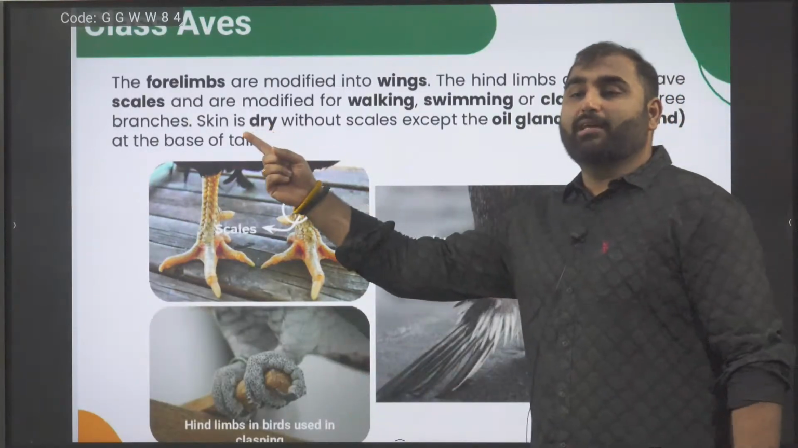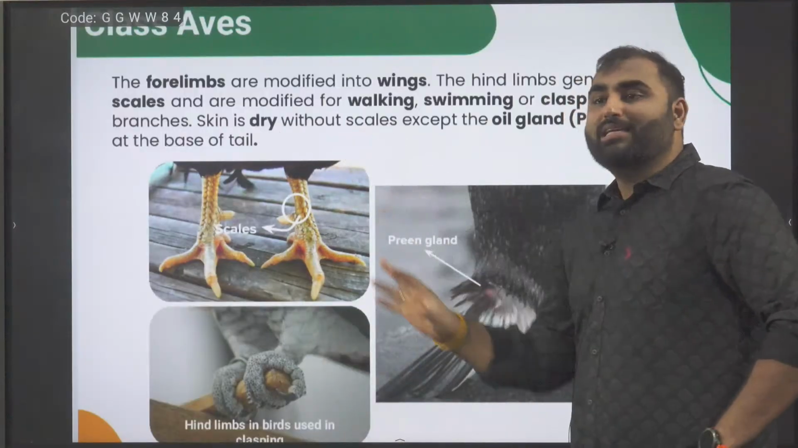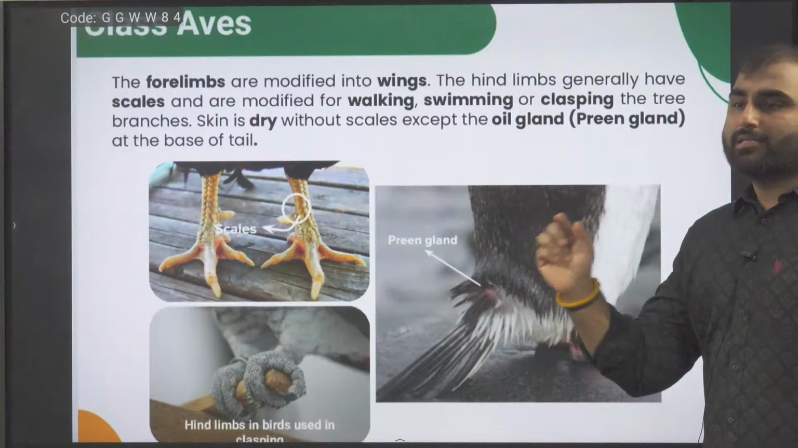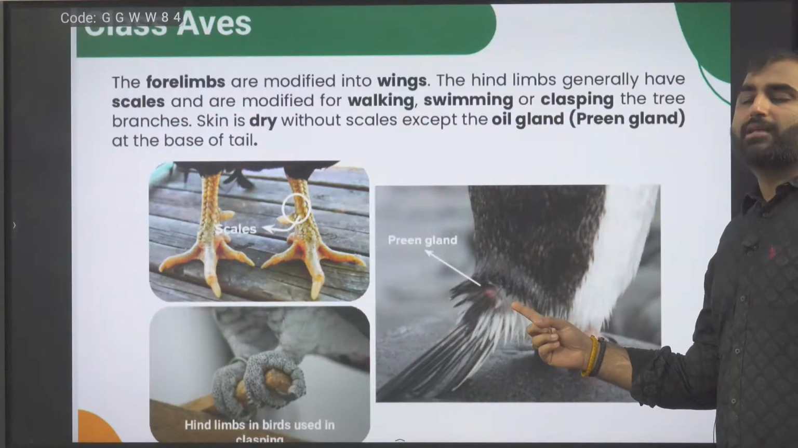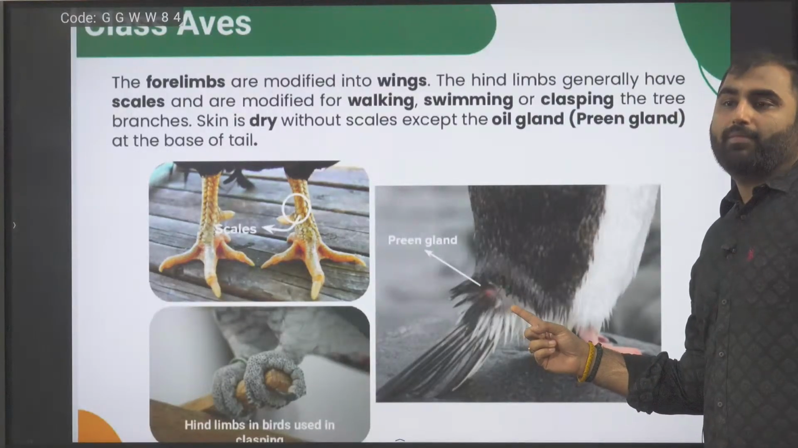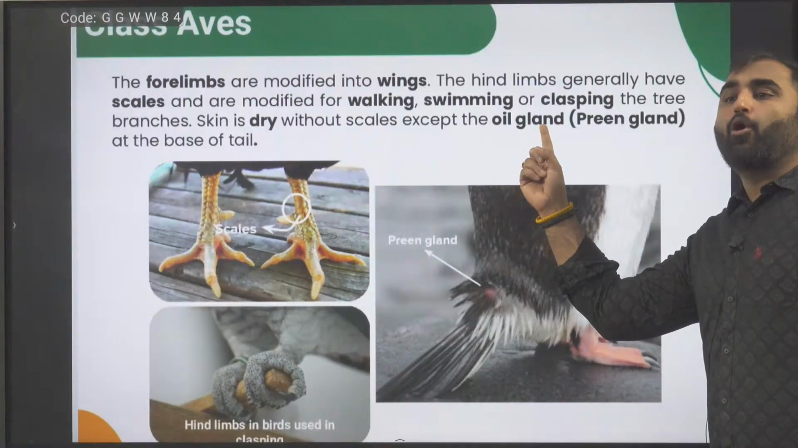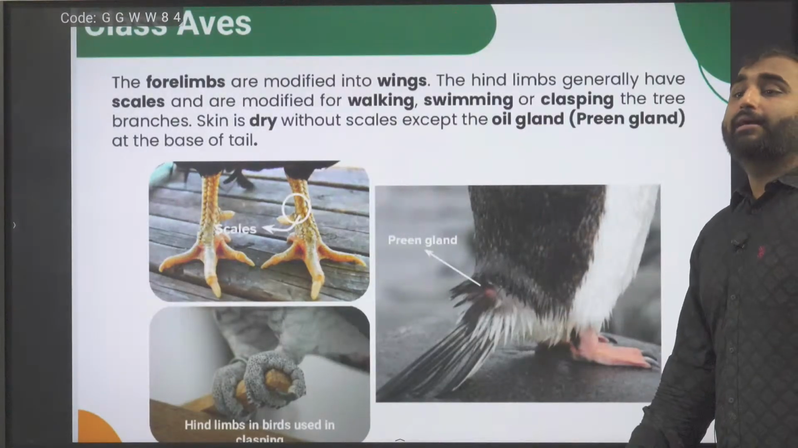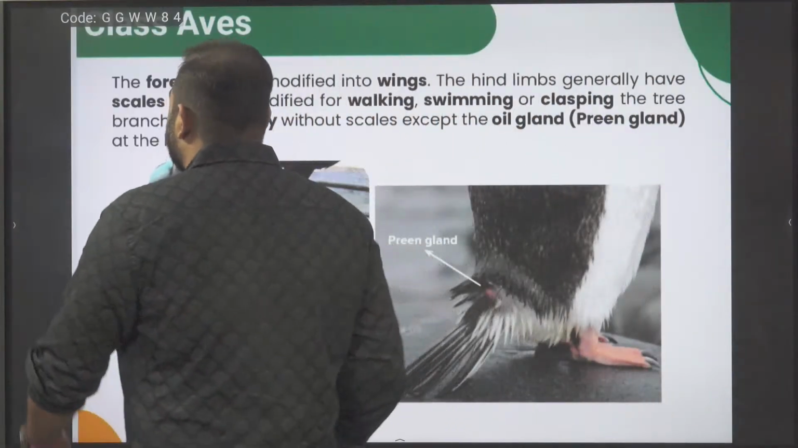Now talking about skin. Skin is absolutely dry, without any scales, except there is a small gland. You can see the gland here, a very small gland near the base, near the tail opening. And near the tail, a small gland is present, which is called the oil gland, also known as the preen gland, and also known as the uropygial gland.